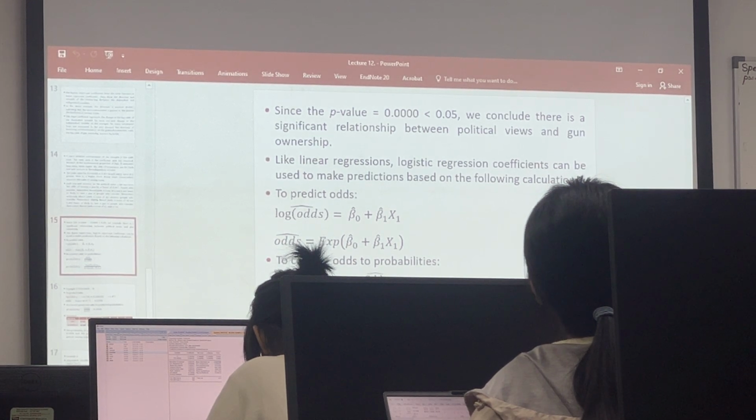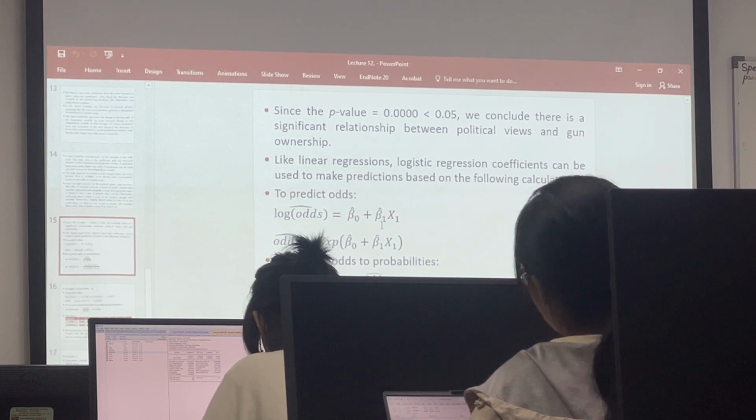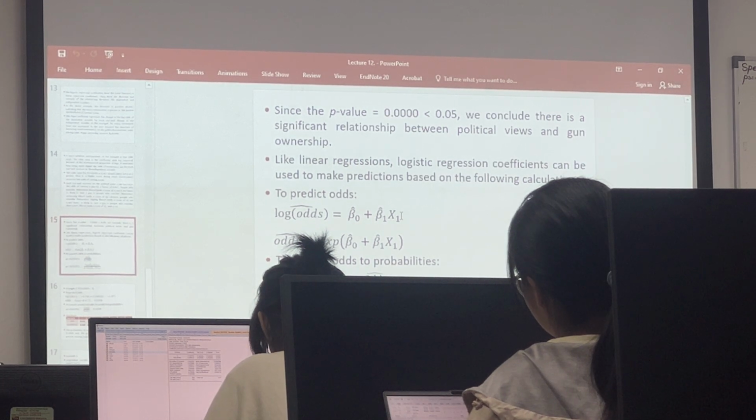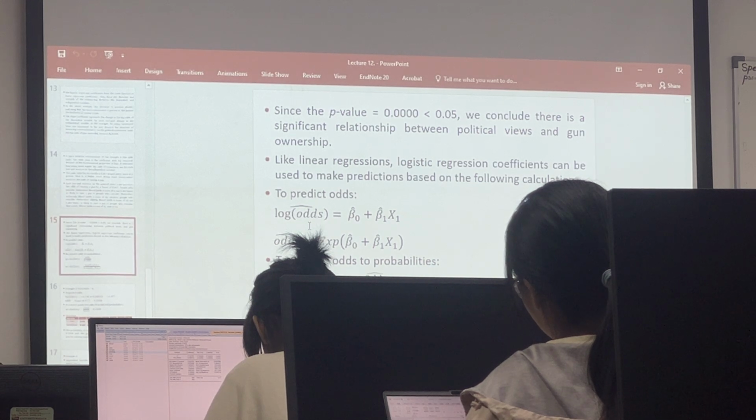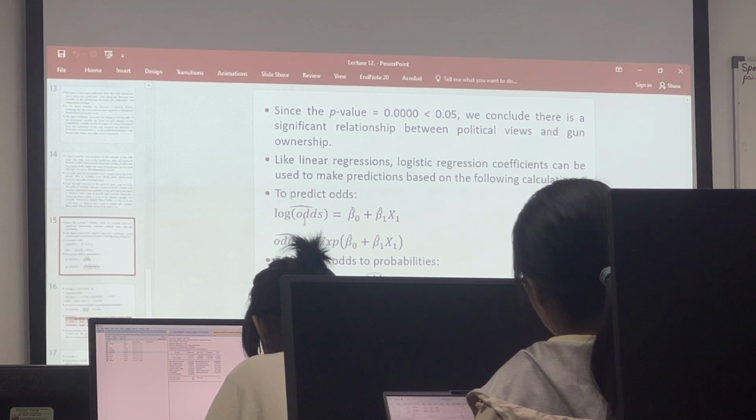Like linear regression, logistic regression coefficients can be used to make predictions based on the following calculation. You can calculate the fitted values as usual. You have your y hat equal to the estimated value for the intercept plus the estimated value for the slope times the regressor, the independent variable. But that gives you a prediction of log odds, not of the odds.